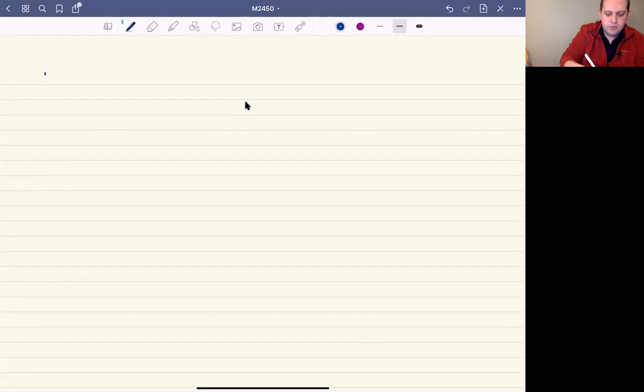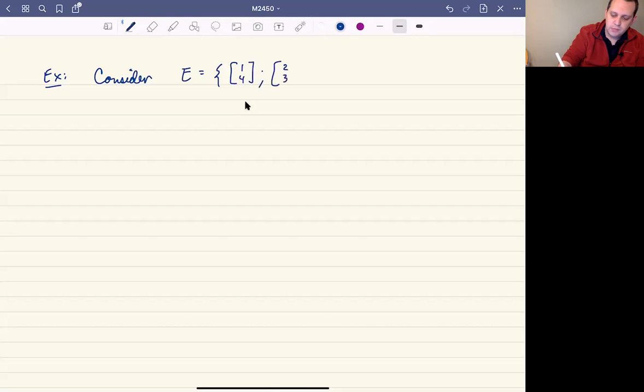So in particular, let's consider the set, and I'm going to call it E. Let's say the vectors (1, 4) and (2, 3). So here's our question: is E a basis for R2?